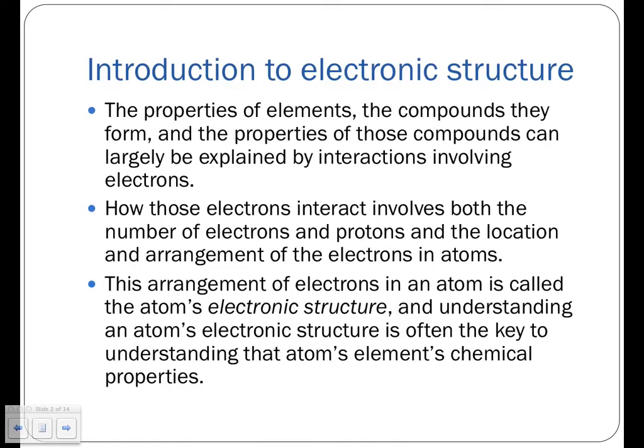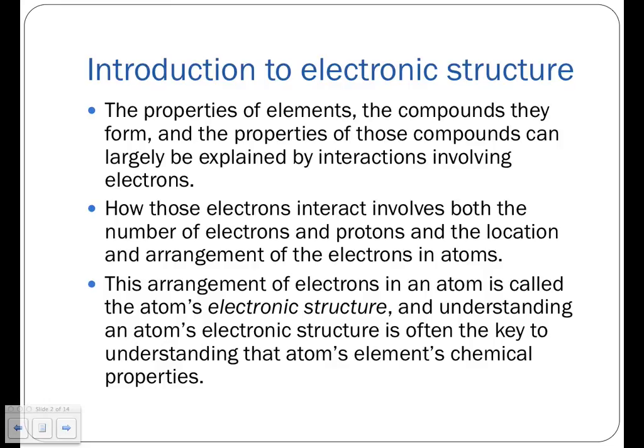Looking at electronic structure, the reason we're going to talk about this is that in chemistry, the properties of elements, the compounds they form, and the properties of those compounds can largely be explained by interactions involving the electrons. Really, the electrons are the key pieces in chemistry that explain the properties of different compounds and elements. And how those electrons interact, which results in these properties, typically involves two things.